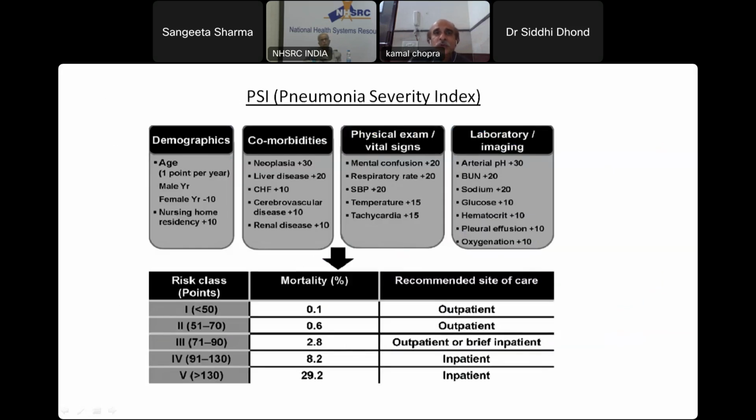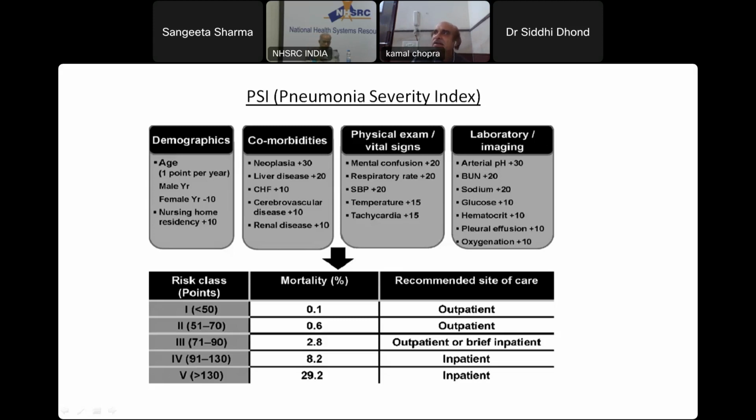Similarly, there is the pneumonia severity index, where there are different points like demographic points of age, male, female, or nursing home residency. If there are comorbidities like liver disease, congestive heart failure, cerebrovascular disease, renal disease, or on physical examination or some laboratory parameters, based on this a risk class is given. Similarly, as per the risk class, which is 1 to 5, the recommendation is that patients in class 1 to 2 should be outpatient, in class 3 outpatient with brief inpatient treatment, and classes 4 and 5 inpatient.